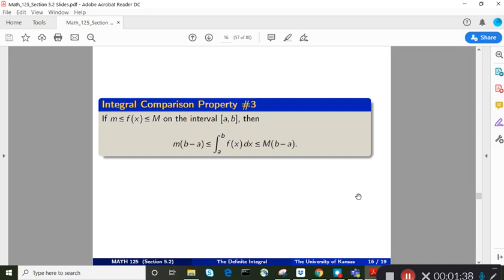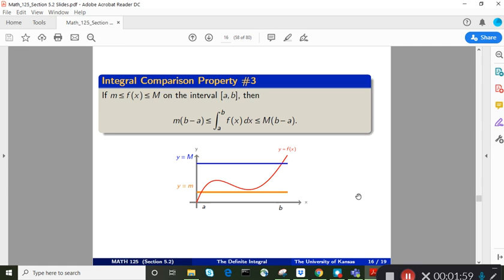Integral property number 3: if f of x is between m and M on the interval a and b, then m times b minus a is less than or equal to the integral from a to b of f of x dx, which is less than or equal to M times b minus a.